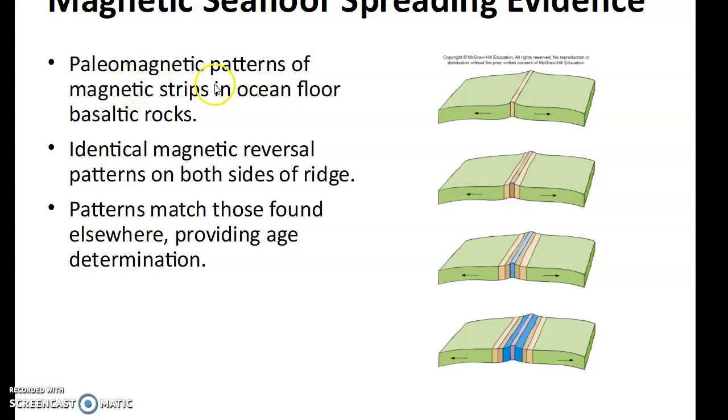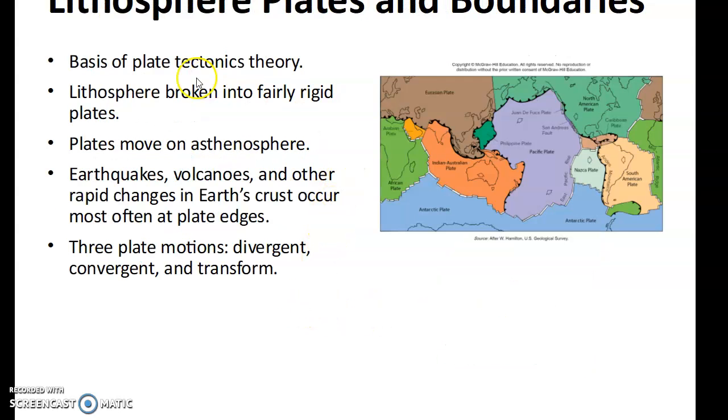The paleomagnetic patterns of the magnetic stripes on the ocean floor and the basaltic rock show identical magnetic reversal patterns on both sides of the ridge. The patterns match those found elsewhere, providing a match on those. So the basis of the plate tectonics theory has been shown. The lithosphere is broken into fairly rigid plates. That is definite. Plates move on the asthenosphere. That's how far down it goes. Earthquakes, volcanoes, and other rapid changes in Earth's crust are most often at the edges of these plates.